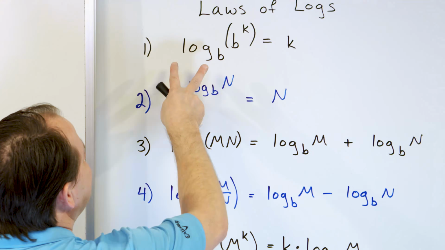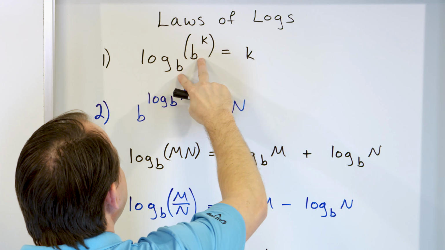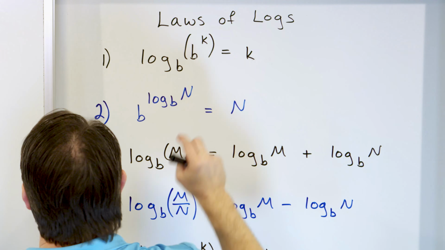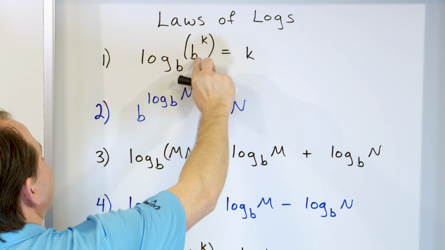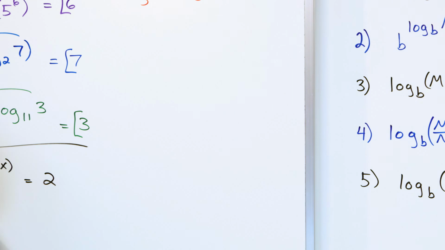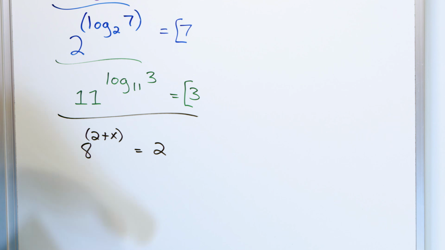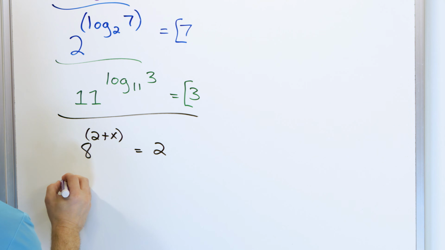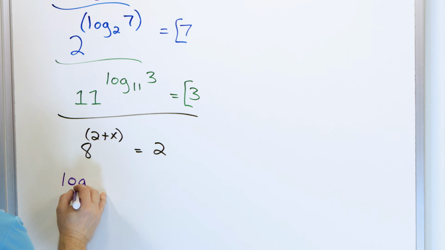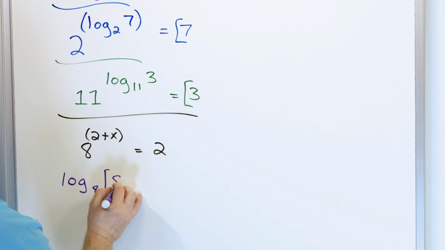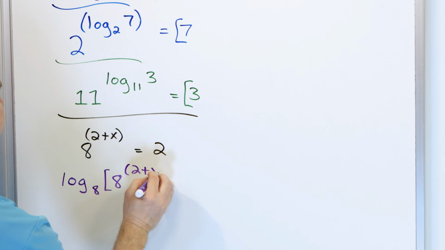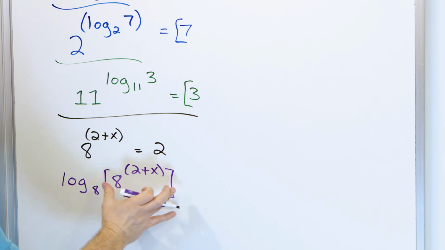Notice that when I take a logarithm of an exponential with the same base, it kills it, and I just get back what I started with. So that's what I have. I have an exponential with a base raised to the power of, quote-unquote, k. So if I want to get rid of this exponential, I can take the logarithm of both sides. So I'll take the base 8 logarithm of the quantity 8 to the power of 2 plus x. I'm taking the logarithm of the whole thing.